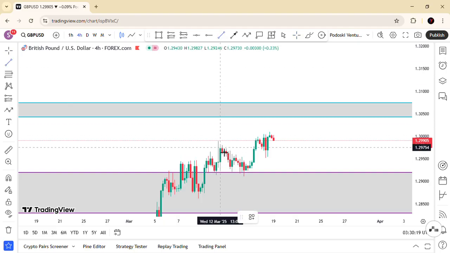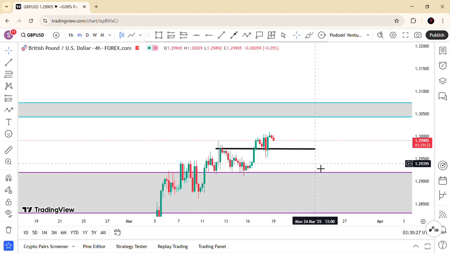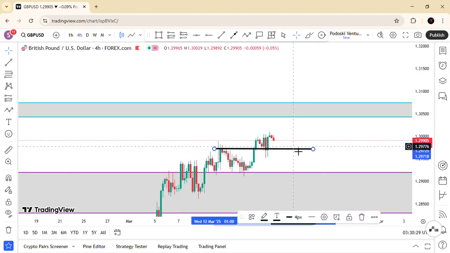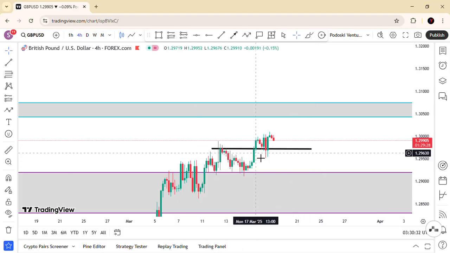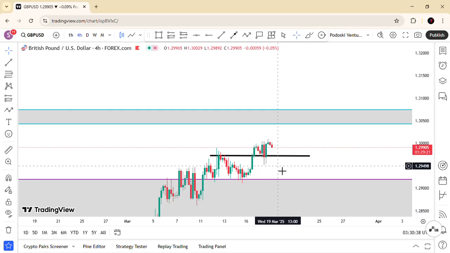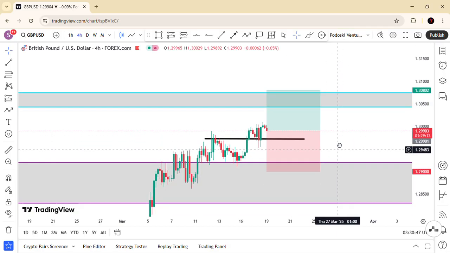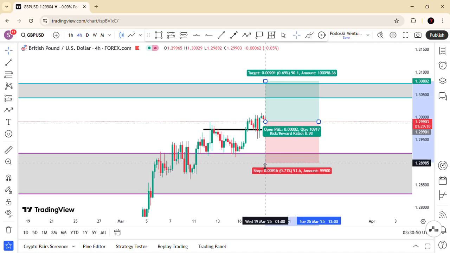So price dropped to touch this zone. Price dropped to touch this zone over here. This was the previous high and the breakout, then I could call this a retest. So I'm actually just going to buy GBPUSD from here. This will actually be the first trade. Let's make the stop loss 100 pips.